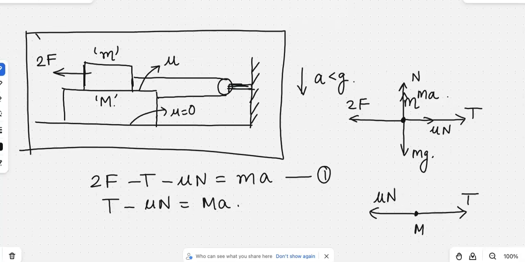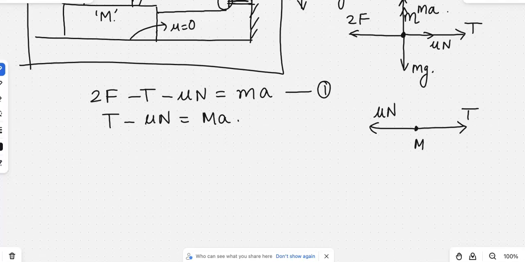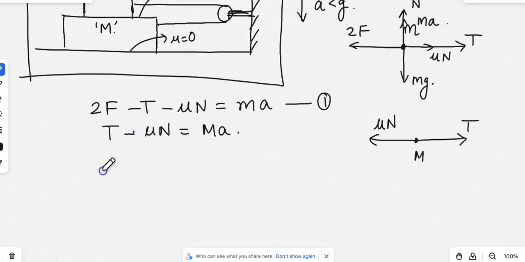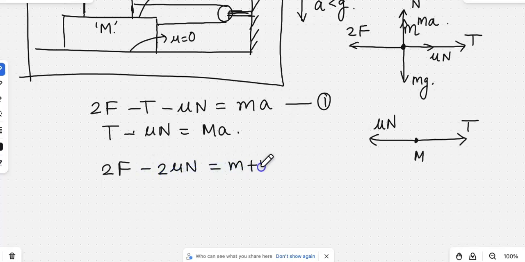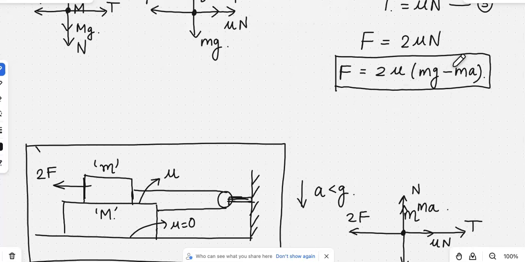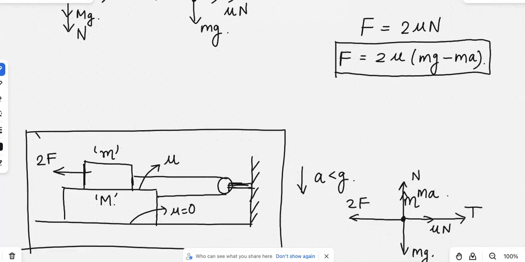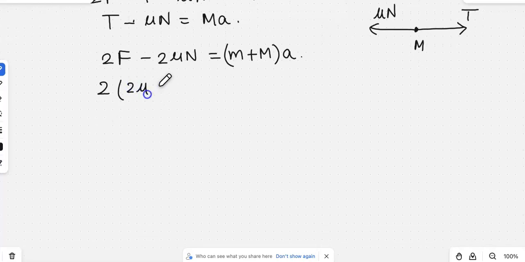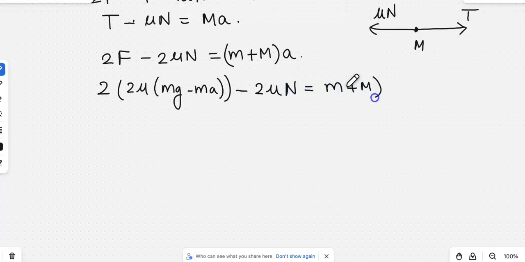Now let's find out the acceleration. How will you do that? You just add these. So here we have 2F minus 2 mu n is equal to small m plus capital M into a. So 2F is 2 times, what was the F that we got in the previous case? 2 mu times mg minus ma. So let's remember this, 2 mu times mg minus ma. So let's write it over here. 2 mu times mg minus ma minus 2 mu times n is equal to m plus M into a.